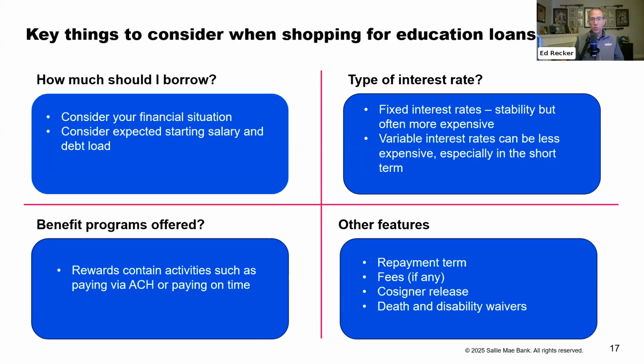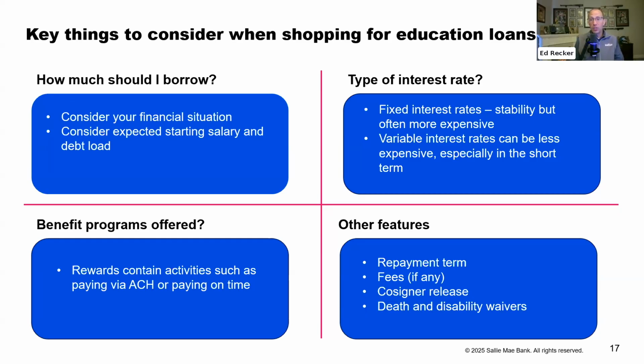You'll also want to consider what types of benefits are offered. Are there any type of interest rate reductions or rewards if you sign up for auto pay or some type of ACH, or just making a predetermined number of on-time payments? A lot of lenders, specifically private lenders, will add that incentive. And then some other features that you may want to consider and think about.